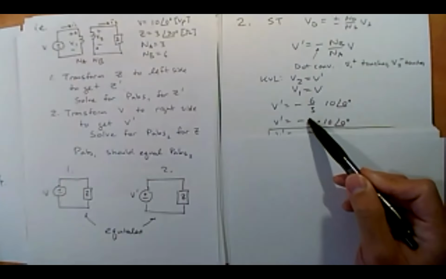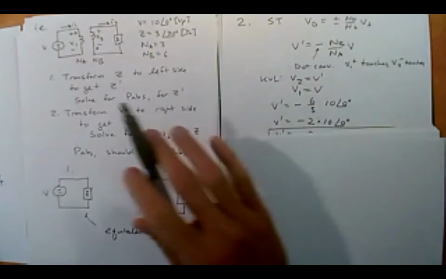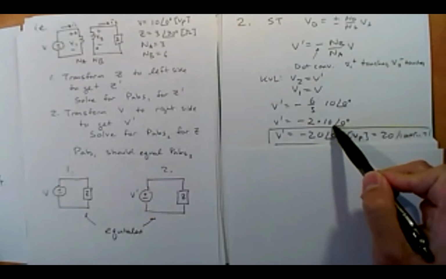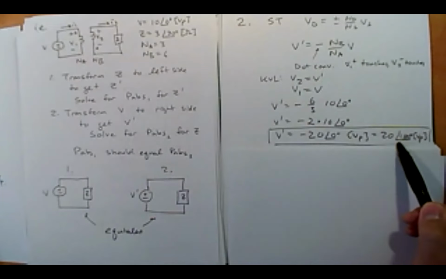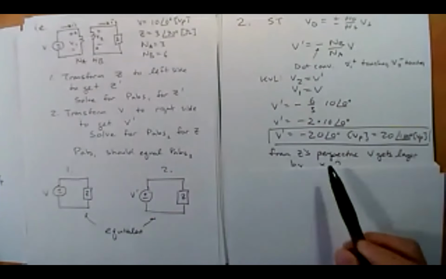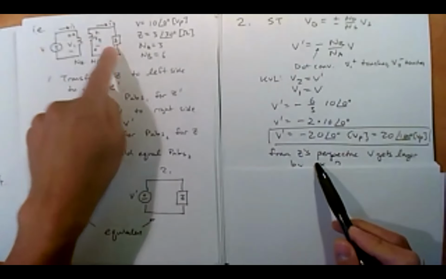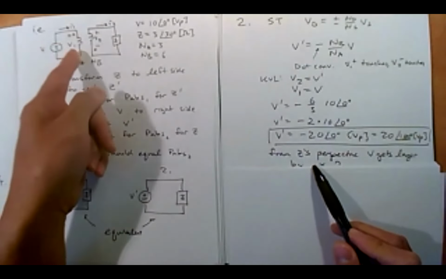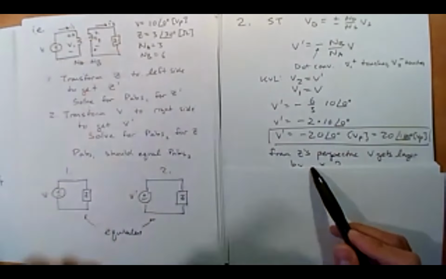And so I get a multiplication of 2, not 2 squared. Notice in the source transformation, there's no square, only in the impedance transformation. So I get negative 20 angle 0. That's equivalent, by the way, to positive 20 angle 180, right? Those are the same thing, just a bit of trivia. And so from Z's perspective, if I move this V over, V prime is bigger, and that should make sense. This transformer is magnifying that V, okay?